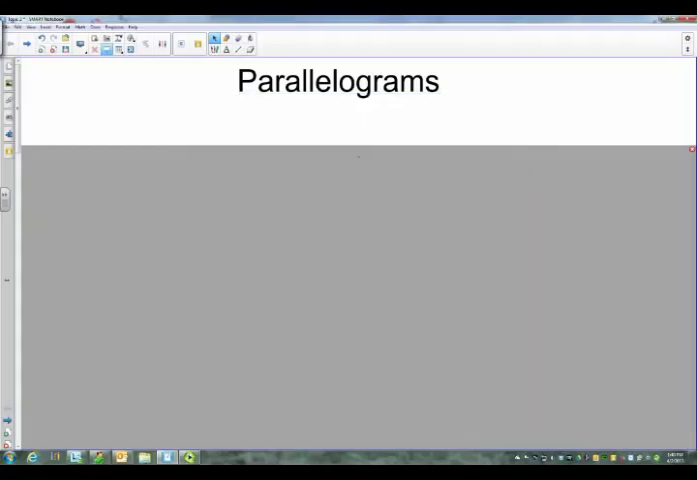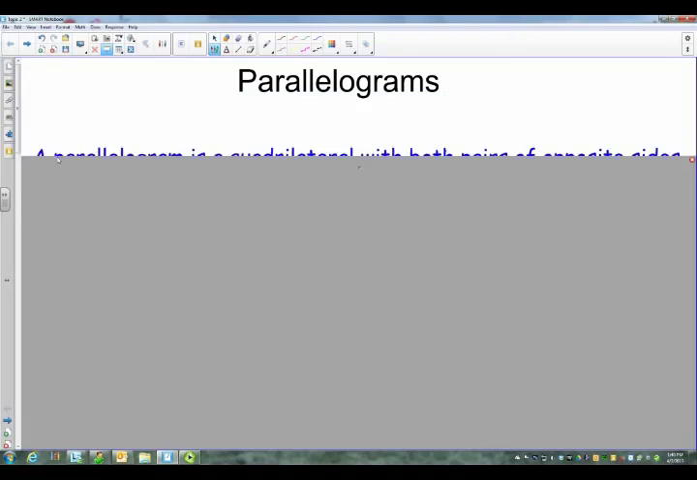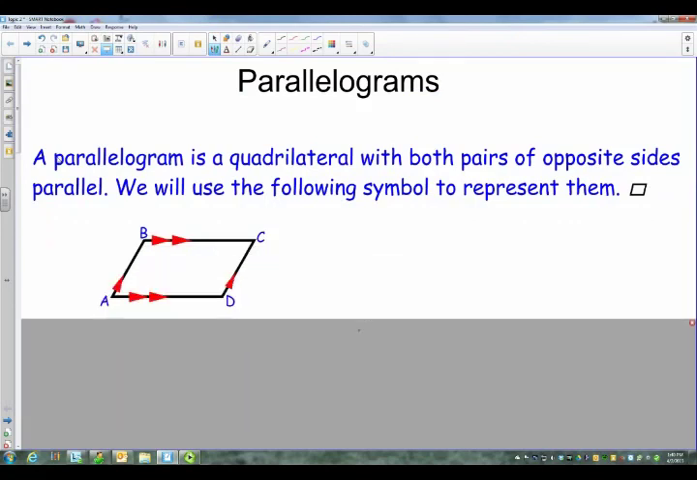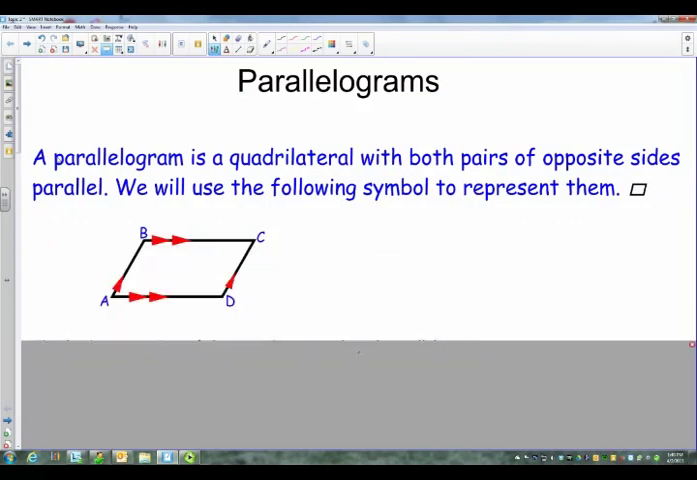Okay, we're back. The next section we're going to look at are parallelograms. Now you guys may have seen these parallelograms before, and that's a great thing. So we'll just kind of refresh, and if it's new to you, that's great as well. There's a lot of things to learn about these.